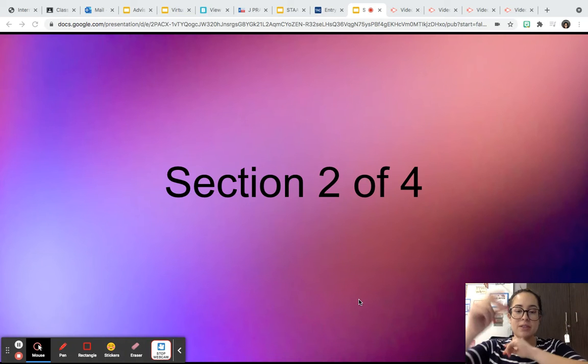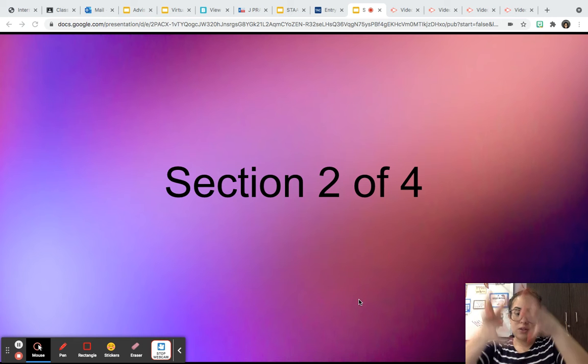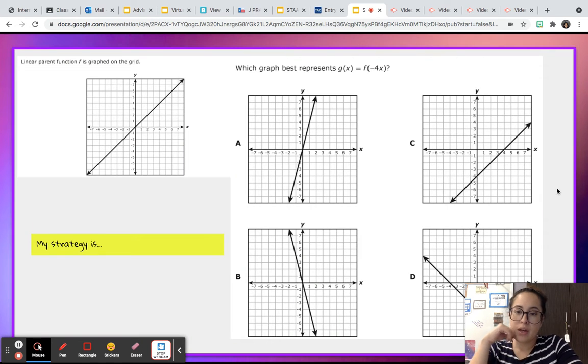Good job. You guys are now on to section 2 of 4. There's about 4 or 5 sections on your STAAR. Not sections per se, but groupings of questions. I already showed you a grouping of questions. For the first section, they're all similar types of questions that you'll see on the STAAR. Now here's another set of questions that you'll be seeing on the STAAR. This is section 2, okay? All right, guys. Let's continue.